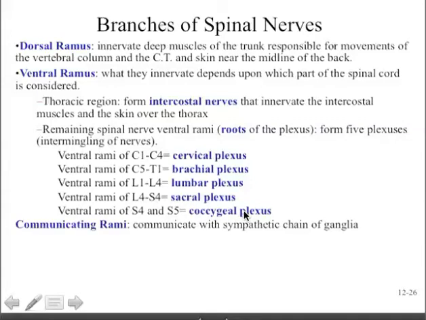Communicating rami communicate with the sympathetic chain ganglia that lie on either side of the vertebra. We call them paravertebral ganglia, and they can also communicate with intramural ganglia, which are located further away from the spinal cord and brain, and are generally the purview of the parasympathetic division of the autonomic nervous system.